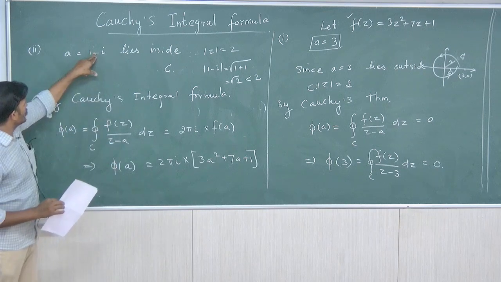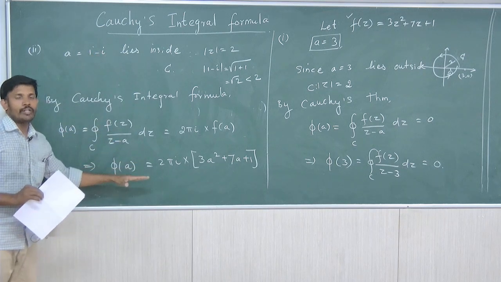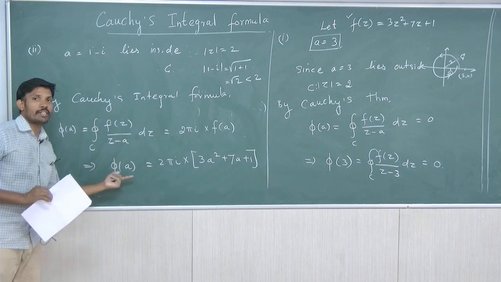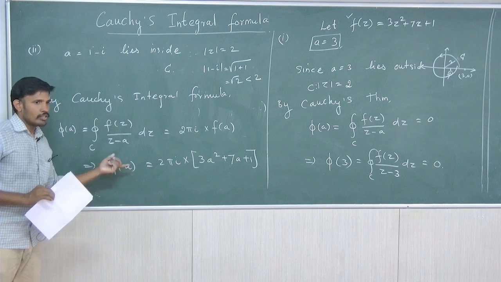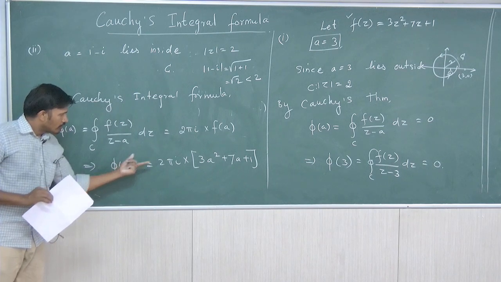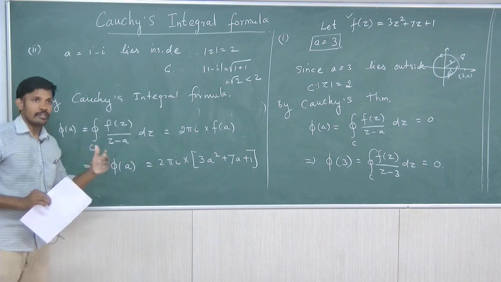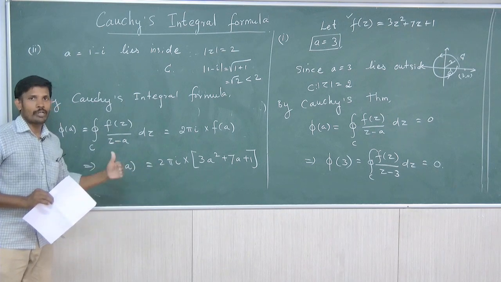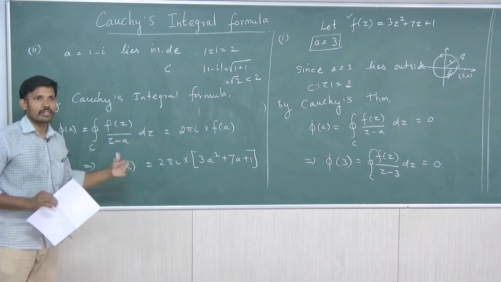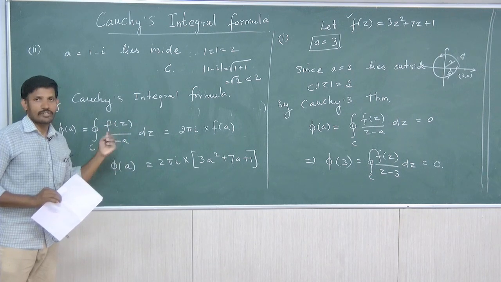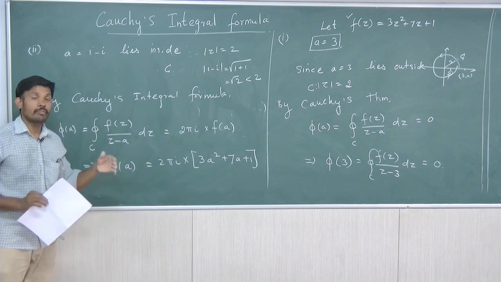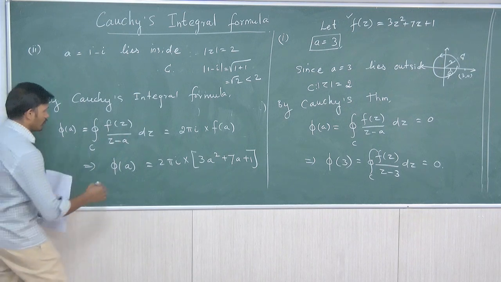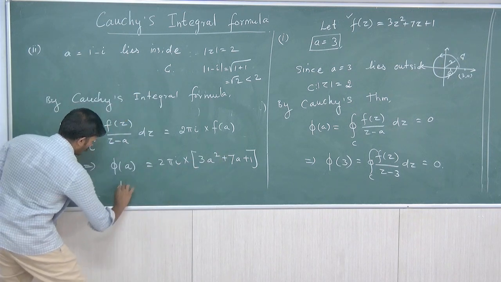Our aim is we want to find phi dash of A. So before substituting 1 minus I, try to find out the successive derivatives, phi dash of A and phi double dash of A. That means try to differentiate this expression with respect to A twice. So from that you can get the answers for phi dash of 1 minus I and phi double dash of 1 minus I, right?